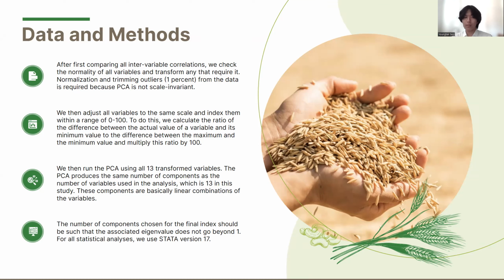We then run the PCA using all 13 transformed variables, and the PCA produces the same number of components as the number of variables used in the analysis, which is 13 in this study. These components are basically linear combinations of the variables. And last, the number of components chosen for the final index should be such that the associated eigenvalue does not go beyond 1. For all statistical analyses, we use STATA version 17.